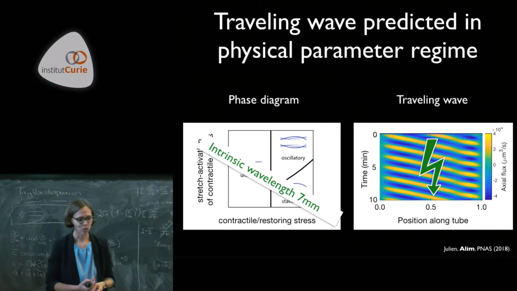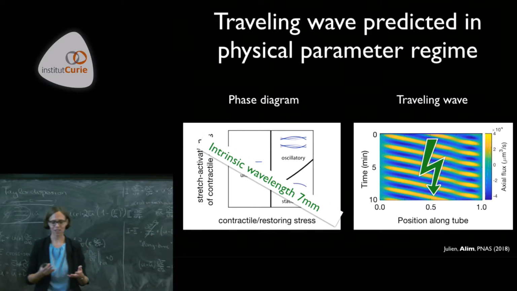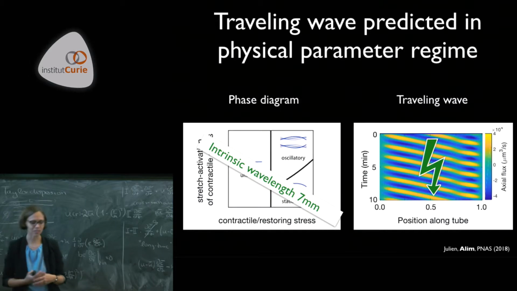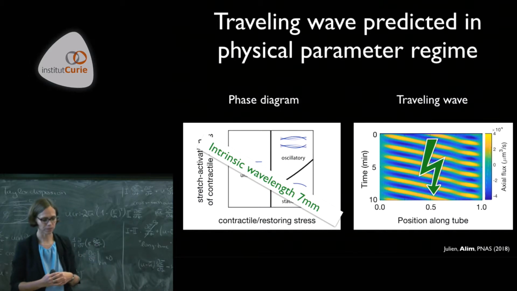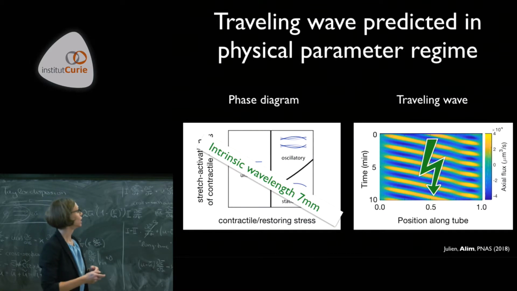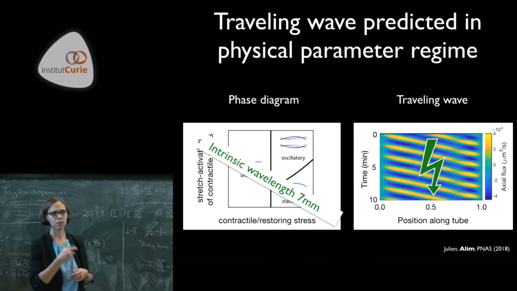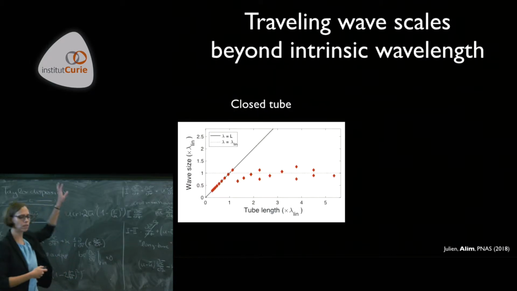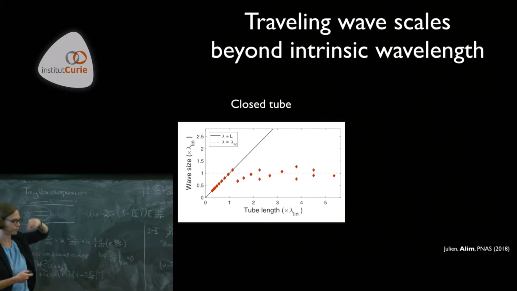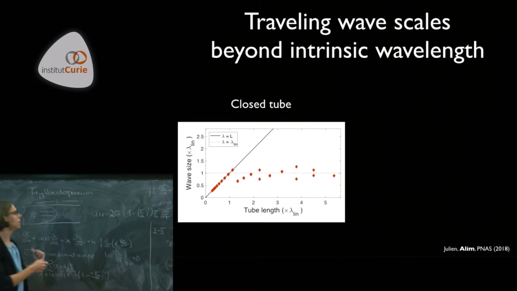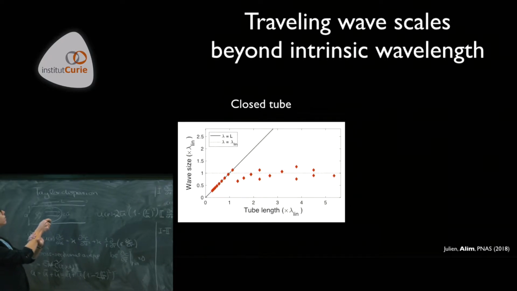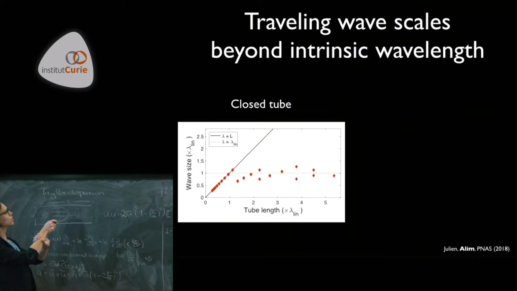And so JD did this. He kept looking at it, and he played a little bit with the geometry. So let me introduce you to the concept of what it means to have an intrinsic wavelength. What it means is you now take a tube and it's closed. Intrinsic wavelength means that if I have a tube that's, say, half the intrinsic wavelength, then the wave that forms, that self-organizes, is going to be exactly the size of the tube, namely half the intrinsic wavelength.